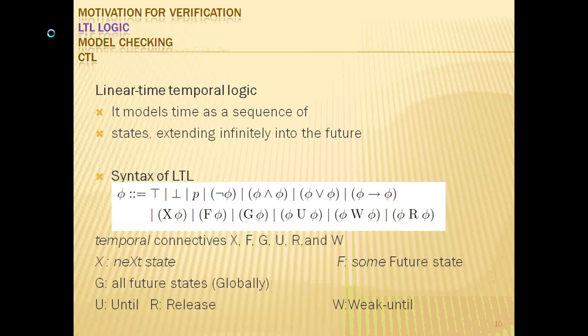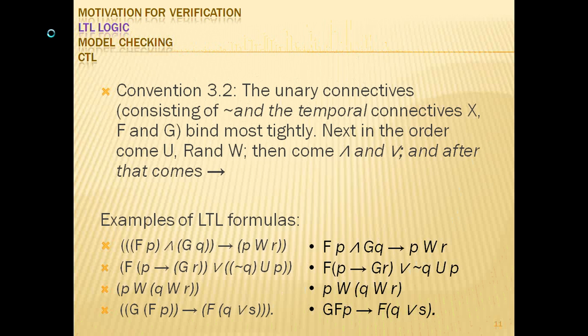So in LTL we will incorporate temporal connectives which represent time. First one is X, which represents next state, F represents some future state, G represents all future states globally, U represents until, R represents release, and W represents weak until.